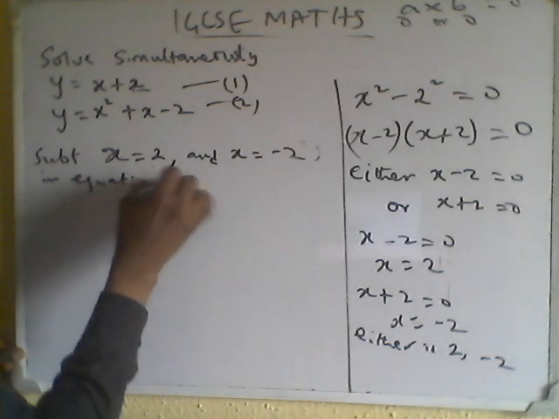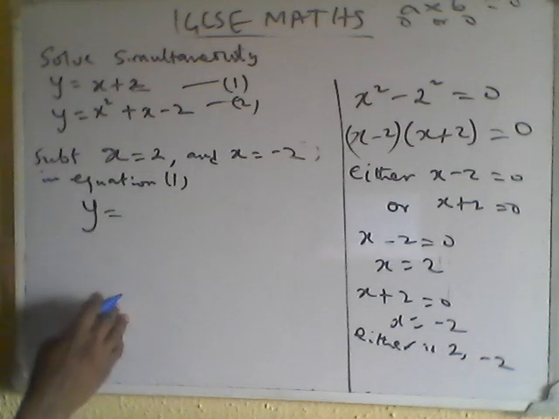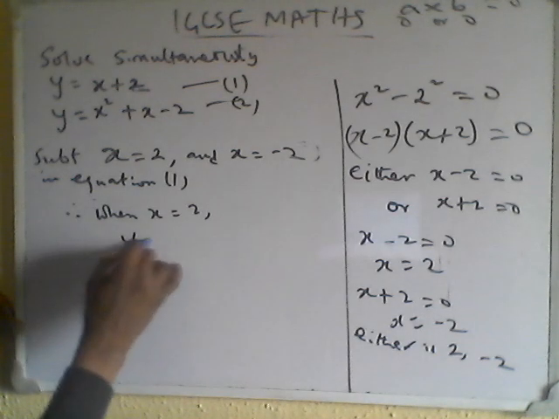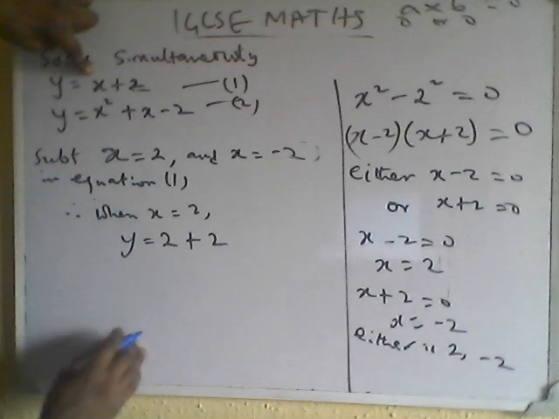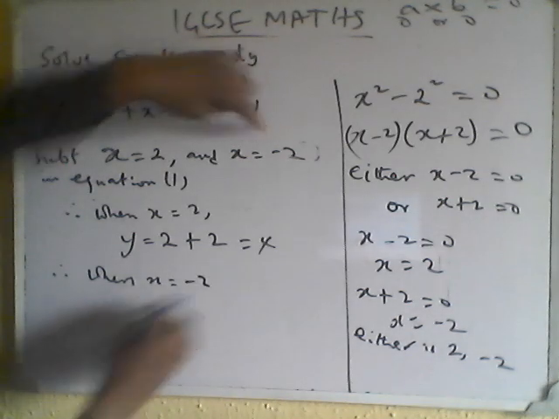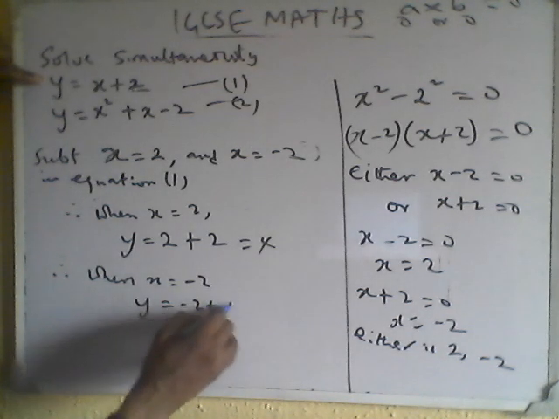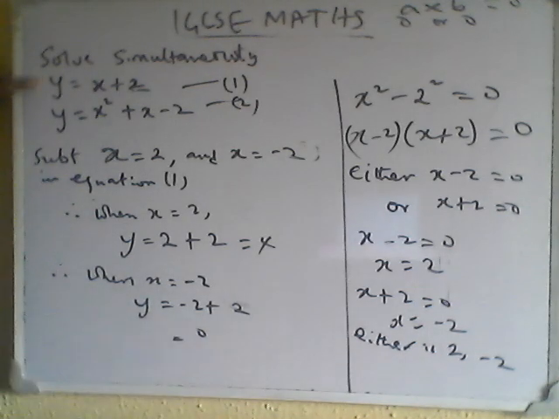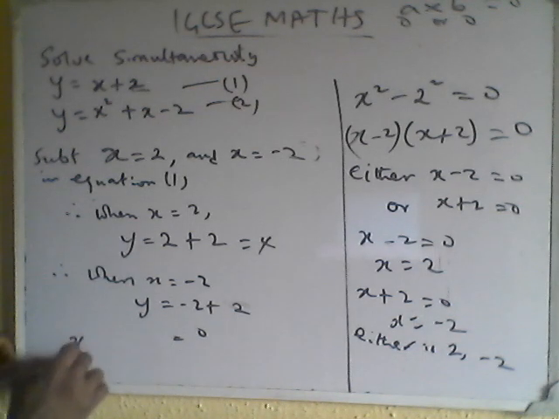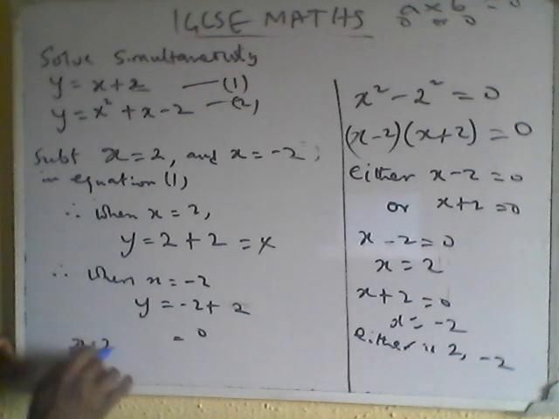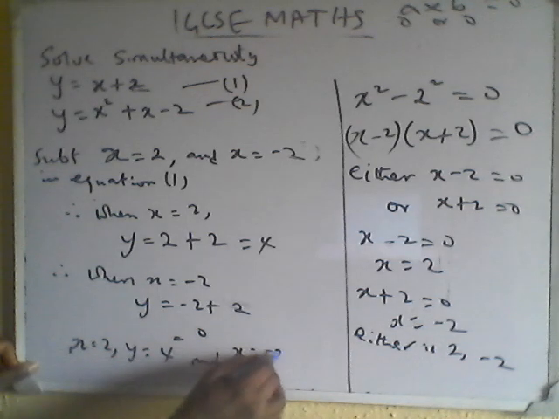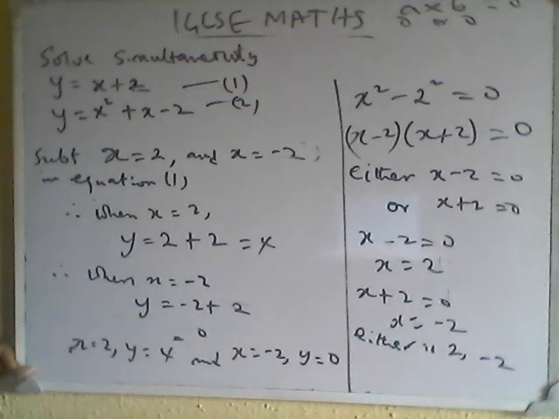Why am I doing this? I want to get y. So for the first instance, therefore, when x is 2, y is equals to 2 plus 2, which is 4. And when x is minus 2, y is equals to minus 2 plus 2, which is equals to 0. So I have two solutions here. When x is equals to 2, y is equals to 4, and when x is equals to minus 2, y is equals to 0.